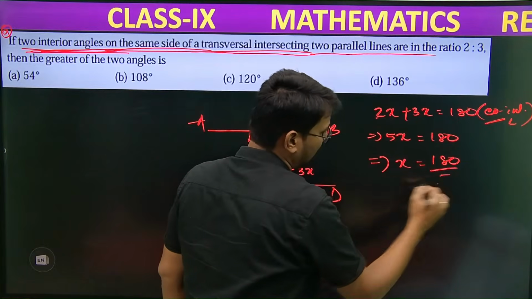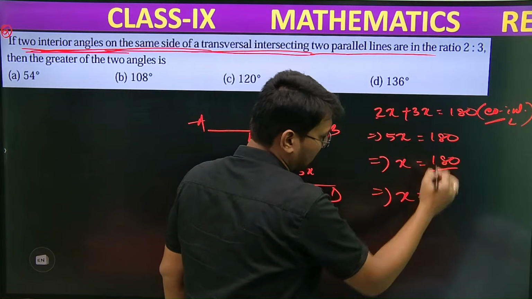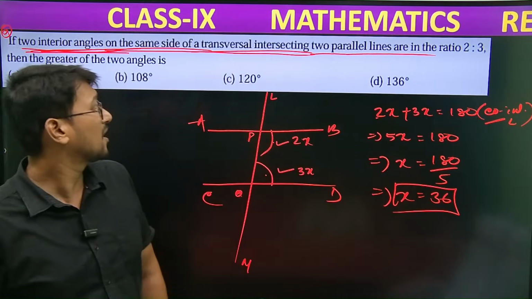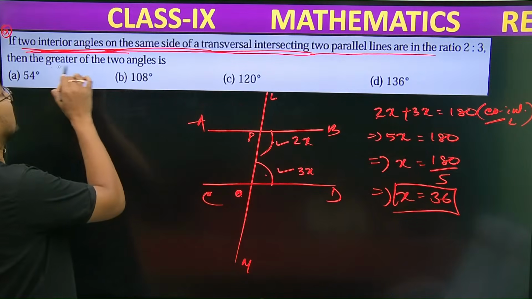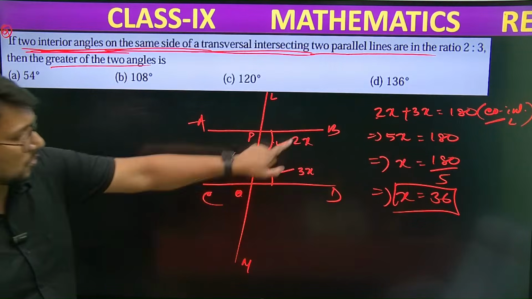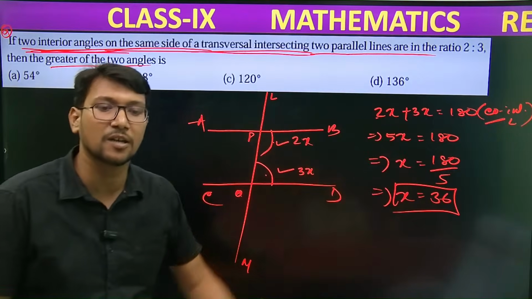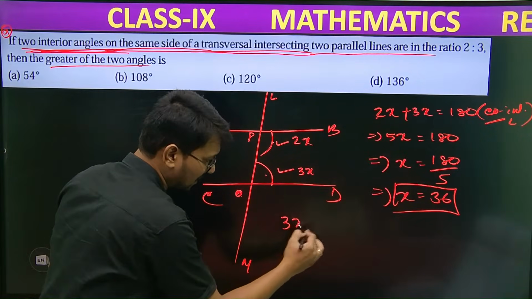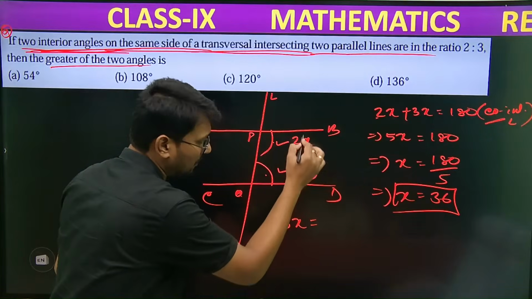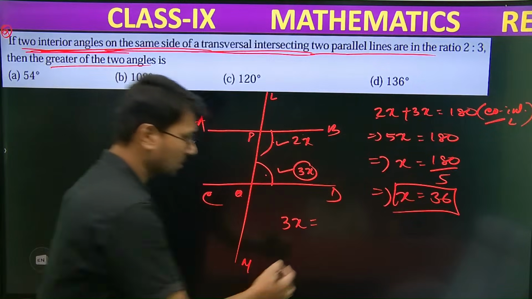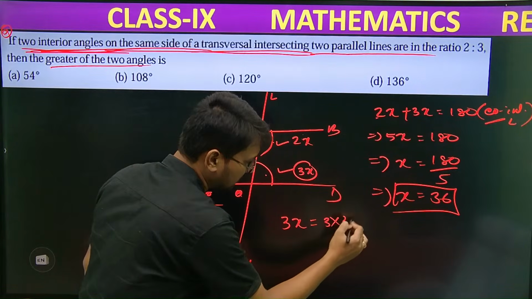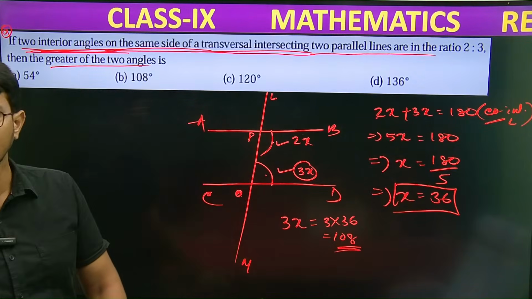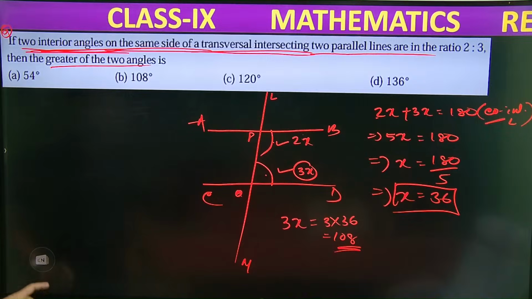So x is 180 divided by 5, that is 36. But the question is asking to find the greater of the two angles. Between 2x and 3x, the greater is definitely 3x. So it is asking about 3x, which is 3 into 36. That is 108, the answer. Okay? Understood? Moving to the next question.